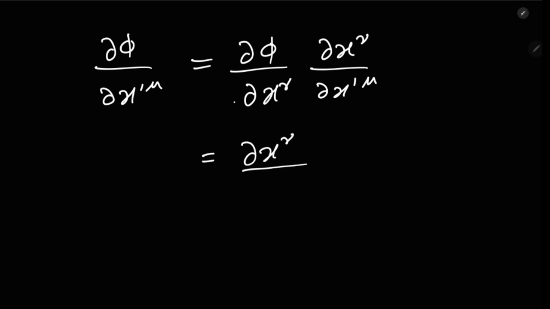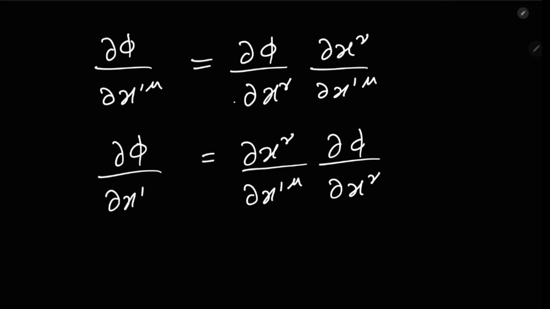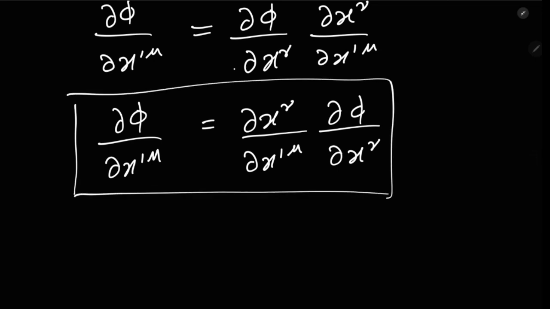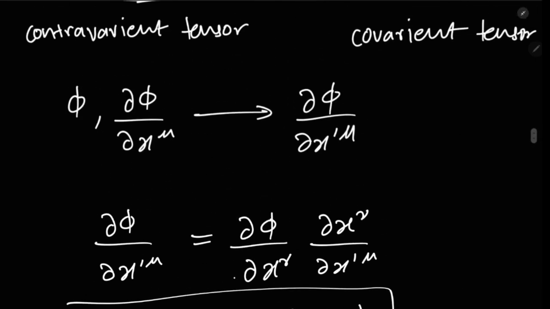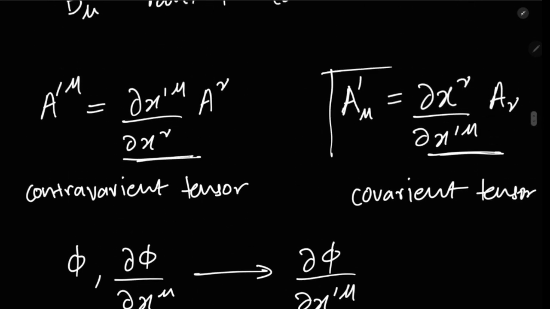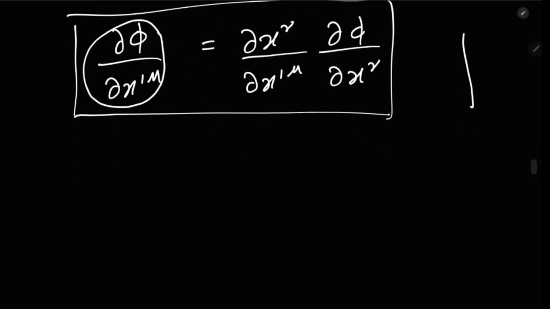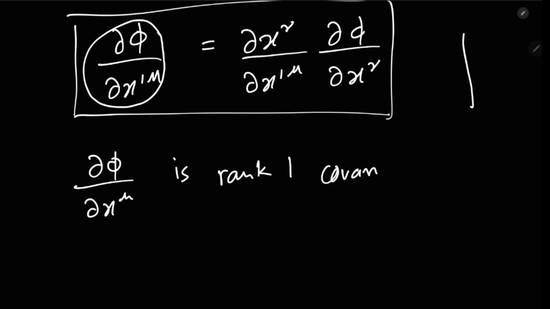Now for clarity, I'll write the second factor first, del x. You'll see it is the same as the definition of our covariant tensor. Now see this expression in the brackets over here and see this covariant tensor definition. We can see that this quantity over here, del phi by del x prime mu, does indeed transform like a covariant tensor. So it is a rank 1 covariant tensor.